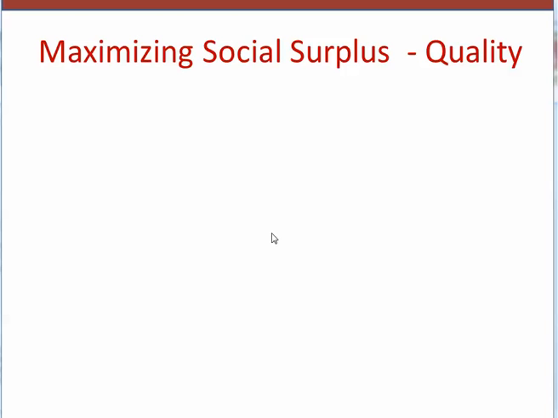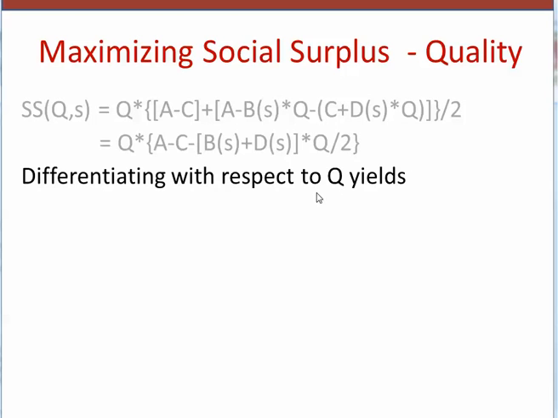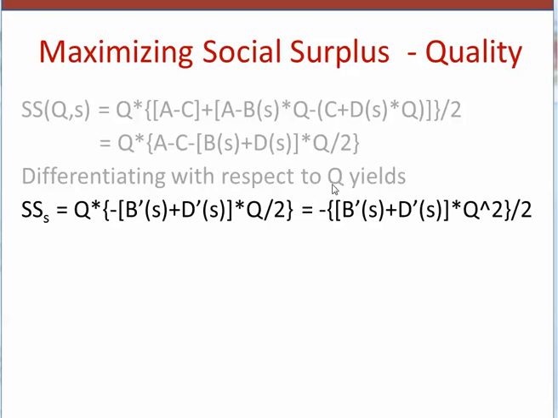Now we'll get to the calculation for maximizing with respect to quality. We have already this social surplus. We're going to use the same method. We're going to differentiate, but now we're going to differentiate with respect to S. Oh, it says differentiating with respect to Q, but it actually should say S here. So that's a typo here.